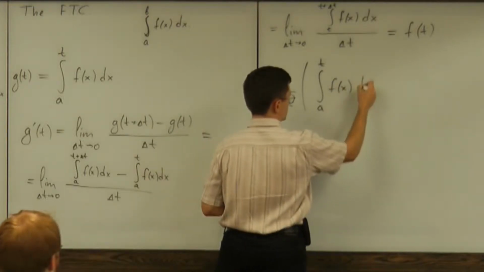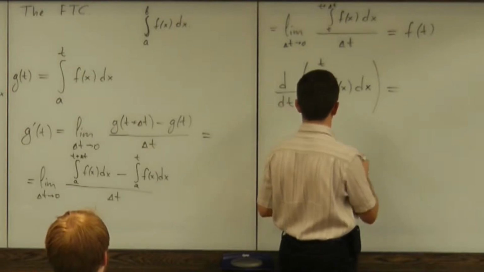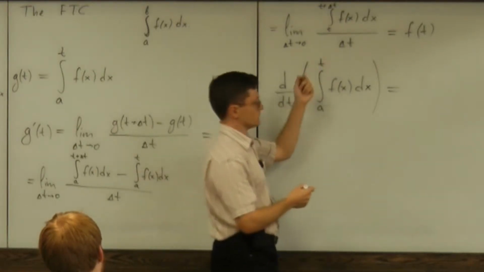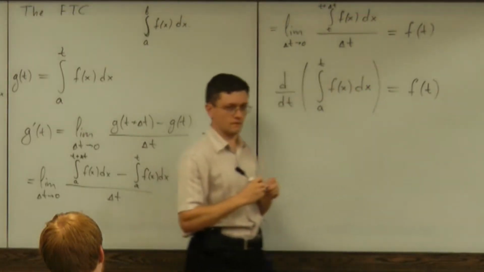And so if you differentiate with respect to the upper limit an integral of the function x, f of x, so you differentiate with respect to t, the result is f of t.